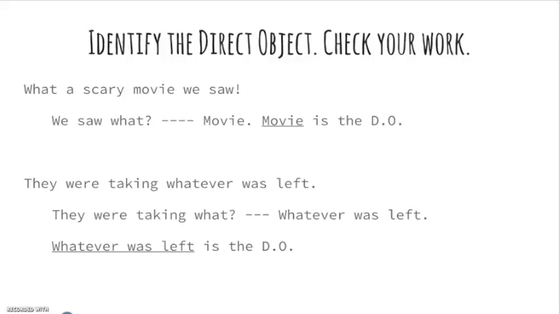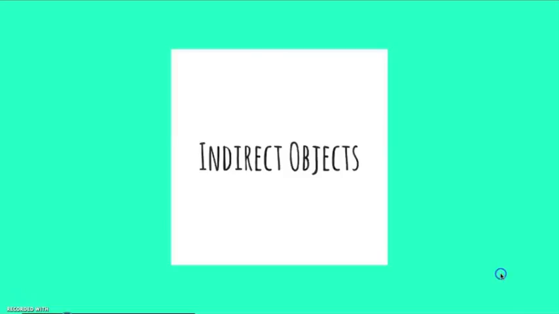They were taking whatever was left. They were taking what? Whatever was left. Whatever was left is the direct object. Now remember that when you're looking at a direct object, it can be a word group. So that's why whatever was left is appropriate here.